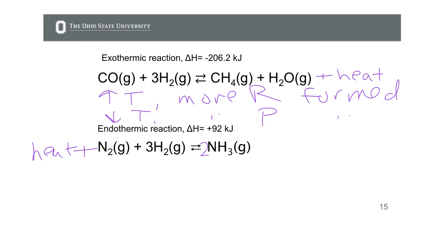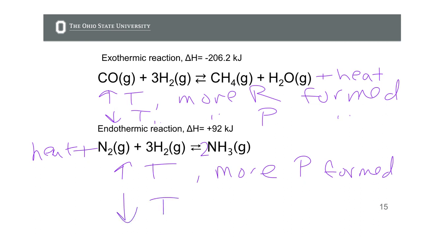Opposite is true for an endothermic reaction. If we increase the heat by increasing the temperature, we're adding more reactant, and so more products are formed. If we remove heat by decreasing the temperature, we get more reactants formed. Okay. Questions on that?